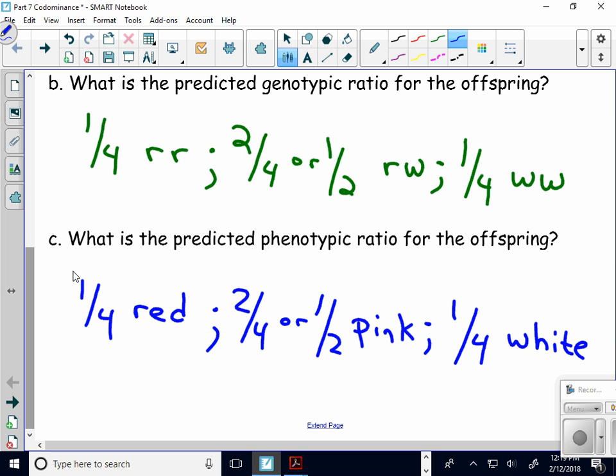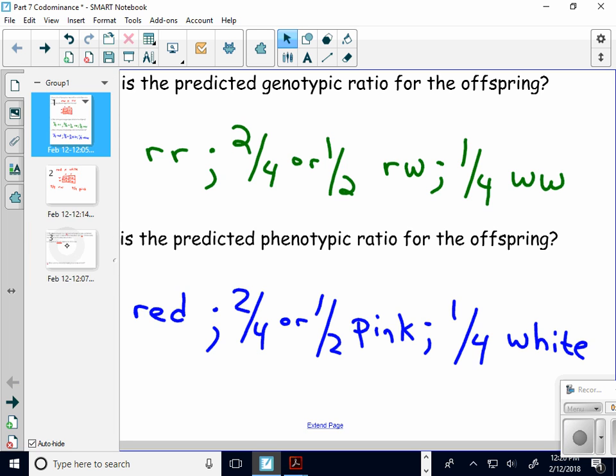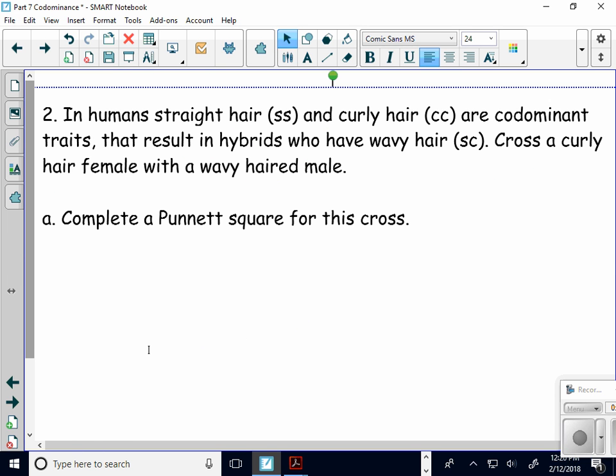It's codominance, not too bad, is it? Okay, it's not too bad, I don't think. Let's go to one more, because on page 30 of our interactive notebook, it has a new one that is dealing with a different set of circumstances. It says, in humans, straight hair, lowercase s, lowercase s, and curly hair, lowercase c, are codominant traits that result in hybrids who have wavy hair, lowercase s, lowercase c.